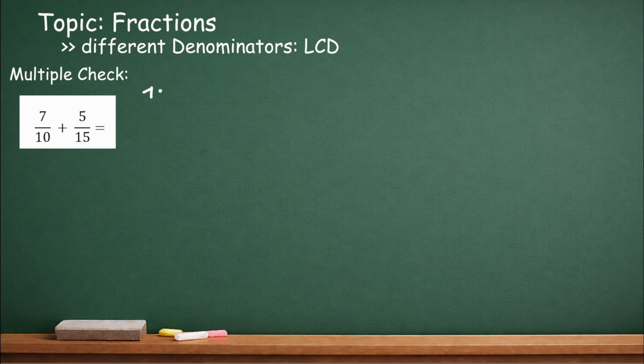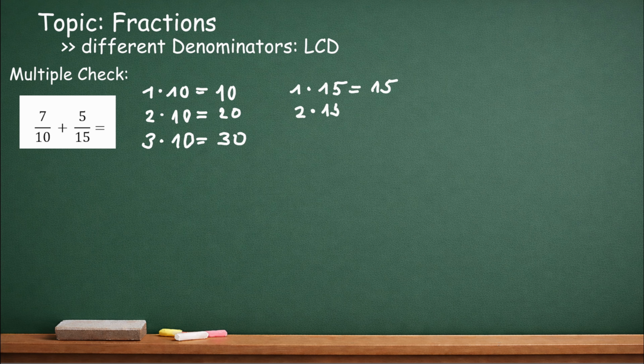1 times 10, and so on, up to 3 times 10 equals 30. Let's stop here and continue with the second one. Our second denominator is 15, so we will write its multiples. Okay, now we can stop because we have found our least common denominator.